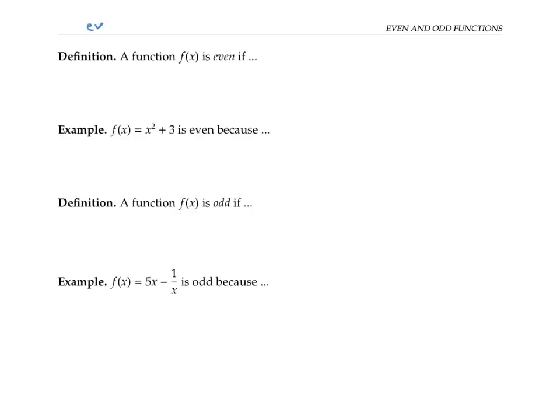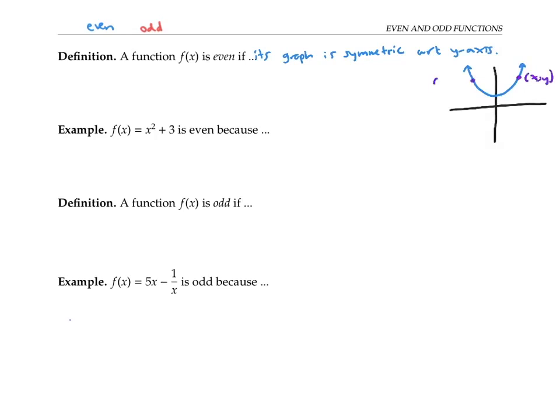We use the words even and odd to describe functions whose graphs have certain kinds of symmetry. A function is even if its graph is symmetric with respect to the y-axis. Remember that being symmetric with respect to the y-axis means that whenever a point (x, y) is on the graph, its mirror image, (-x, y), is also on the graph. That is, the y values corresponding to x and -x are the same.